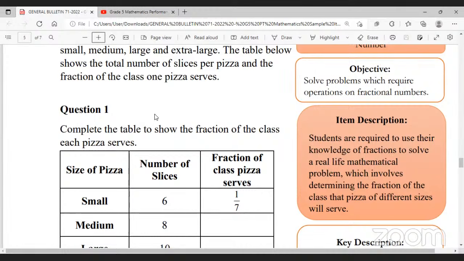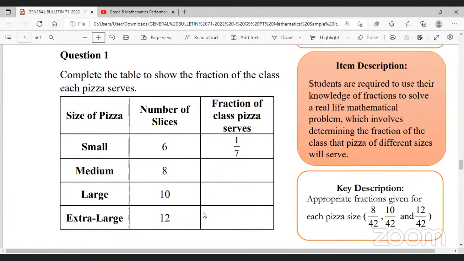So we have one of the rows already completed for us. The sizes of the pizzas are small, medium, large, and extra large. The row with the small pizza was completed. So the number of slices in each pizza: small, you have 6 slices, medium, 8 slices, large, 10 slices, and for extra large, we have 12 slices of pizza. The fraction of the class that the small pizza will serve is 1/7.